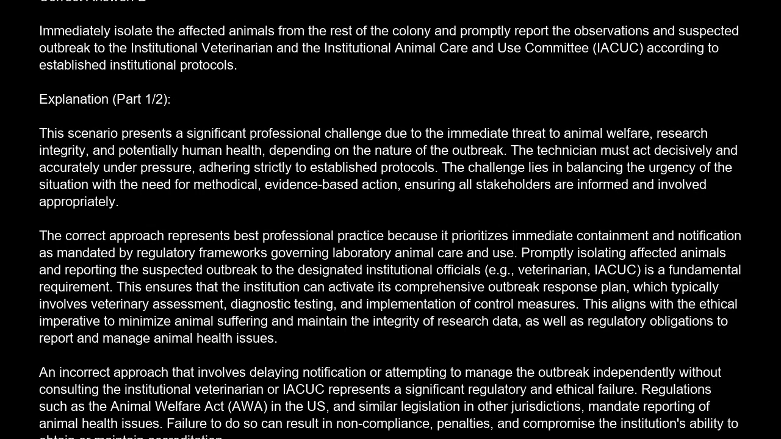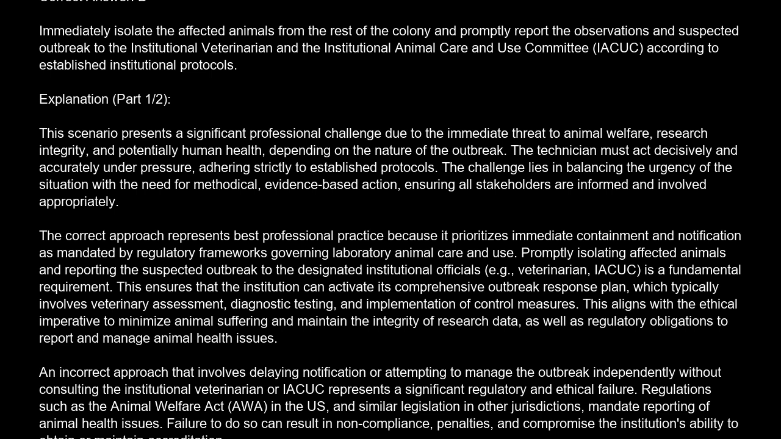The correct answer is B. Immediately isolate the affected animals from the rest of the colony and promptly report the observations and suspected outbreak to the institutional veterinarian and the Institutional Animal Care and Use Committee, IACUC, according to established institutional protocols.